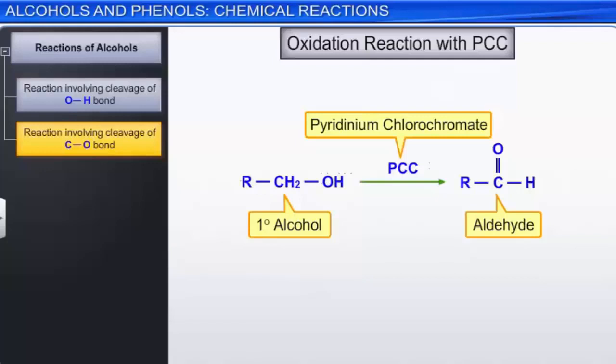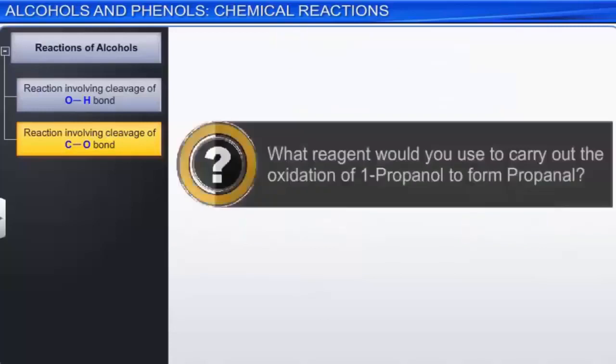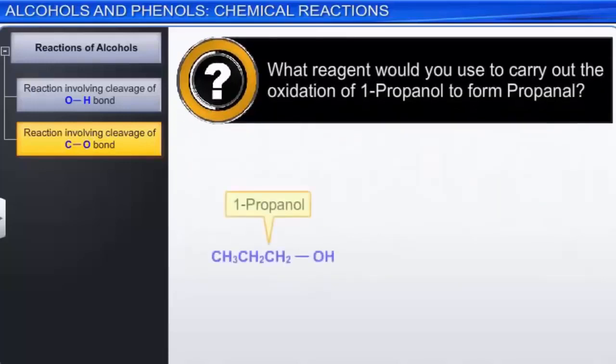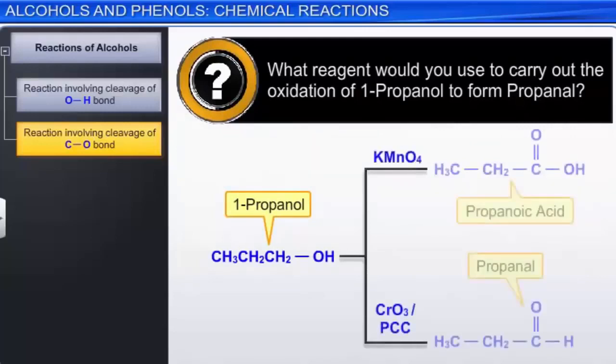What reagent would you use to carry out the oxidation of 1-propanol to form 1-propanal? From the structures, we see that this reaction converts a primary alcohol into an aldehyde. Therefore, we don't want to use potassium permanganate, which would make a carboxylic acid. We can use either PCC or chromic anhydride to carry out this reaction.